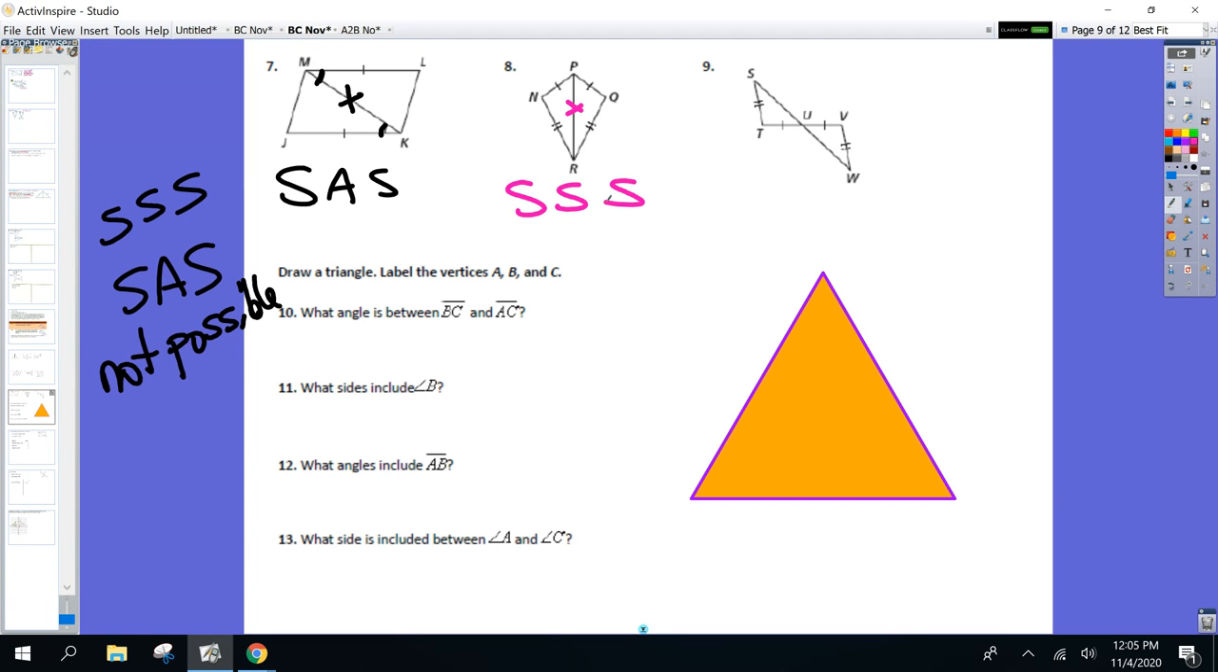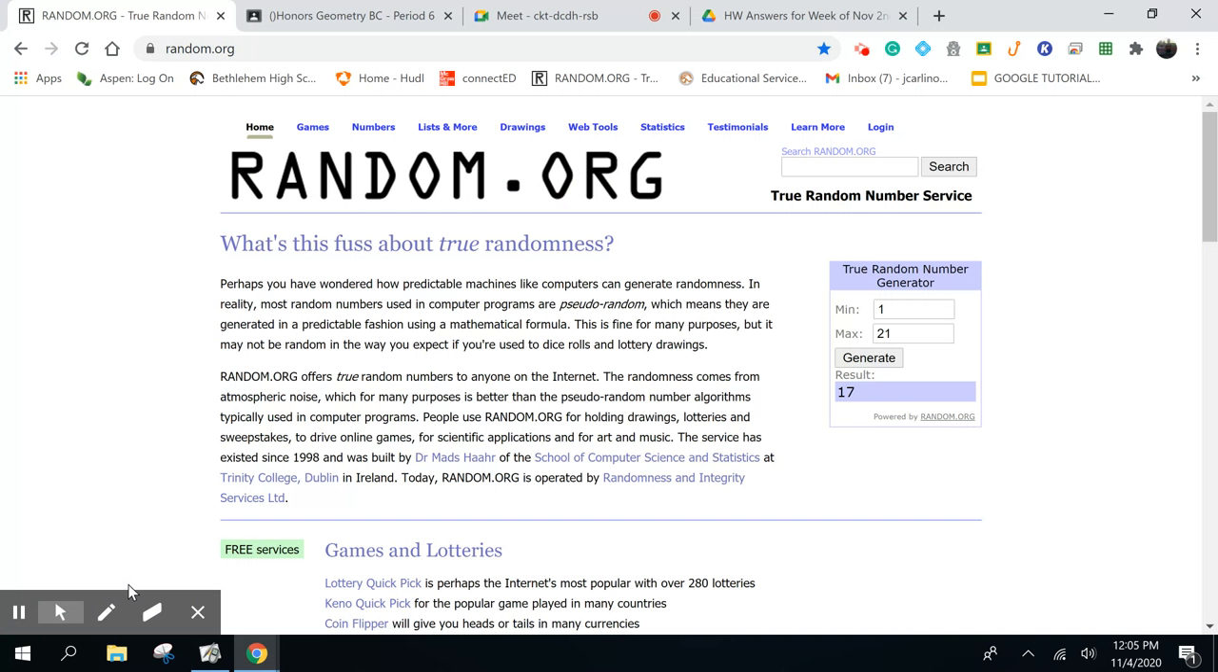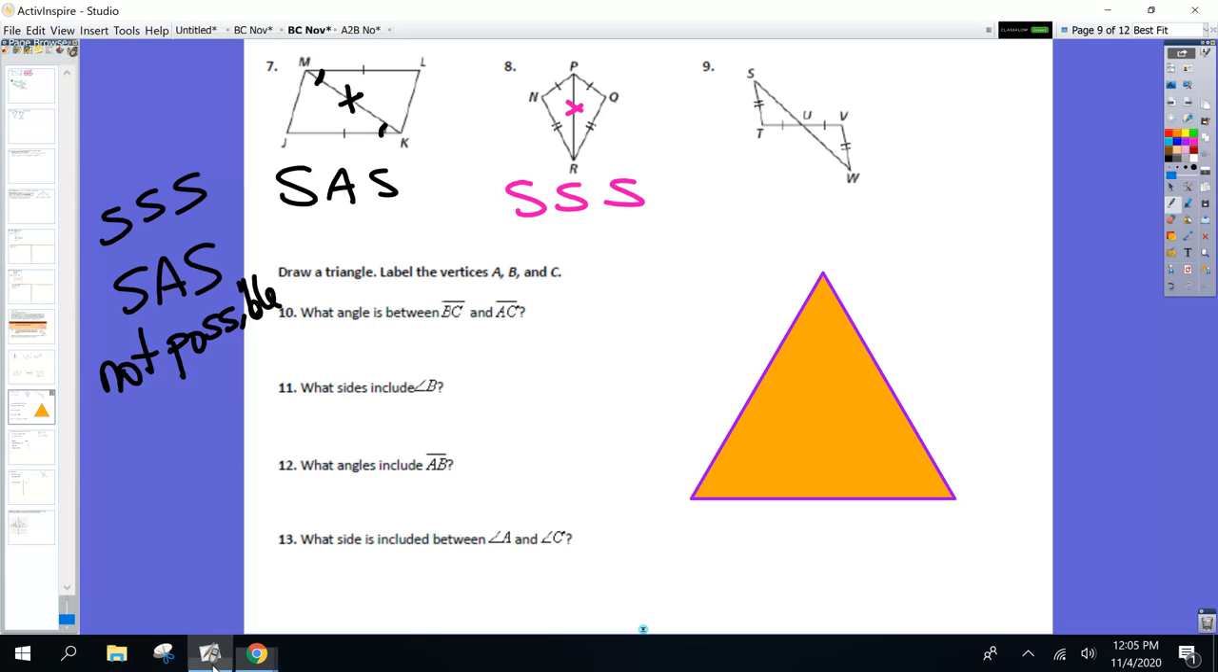Pretty easy. Number 9. Can you guys mark anything on number 9? Anything you know is congruent? Sides or angles that you can mark confidently? Back to Sean. Anything you can mark congruent, Sean, other than what I've already marked?